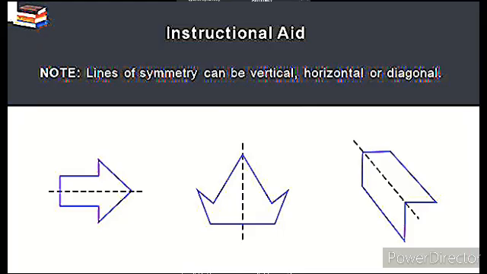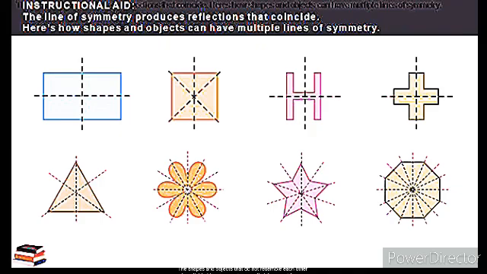Another note: line of symmetry can be vertical, horizontal, or diagonal, as you can see in those shapes under it. The first one is horizontal, the second one vertical, then the third one diagonal. So line of symmetry can be vertical, horizontal, or diagonal. Please take note. We are getting close to the end of today's lesson. The line of symmetry produces resemblance that coincides.